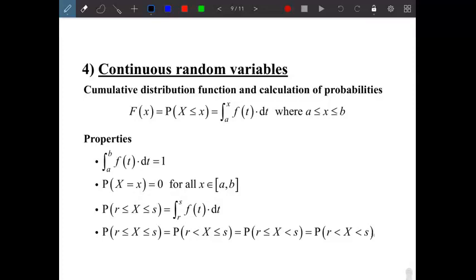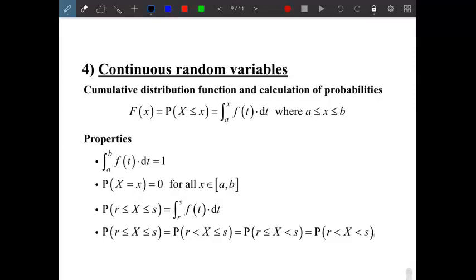So it's the integral from a to x, a being the lower bound of the interval, of f of t dt. Of course, here we cannot use x as the variable of the integral, because we're already using x at the bound. Okay, so of course where x is between a and b. Now, the integral from a to b of f of t dt is 1, of course, because this consists of the sum of all probabilities over the interval.